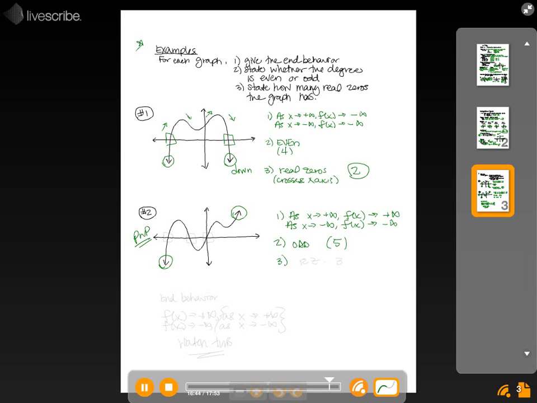Third thing is how many times it crosses the x-axis. Crosses here, here, and here. So the real zeros are 3, and then we've answered the question.